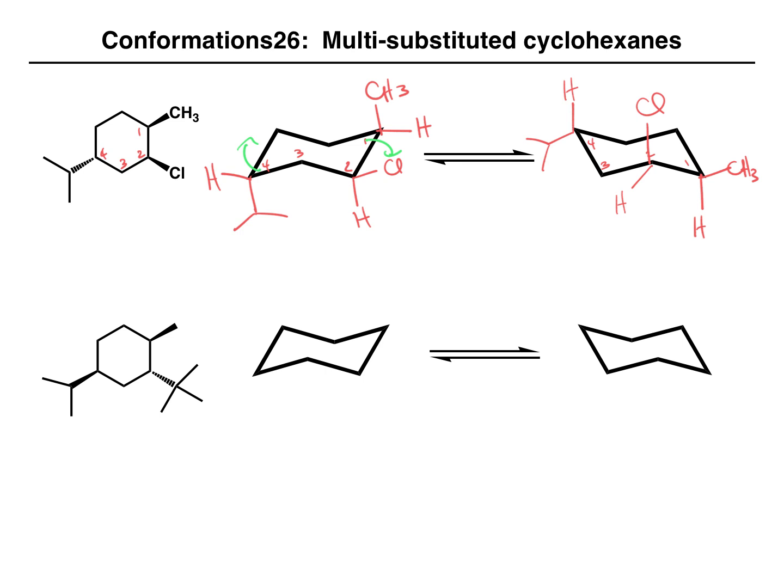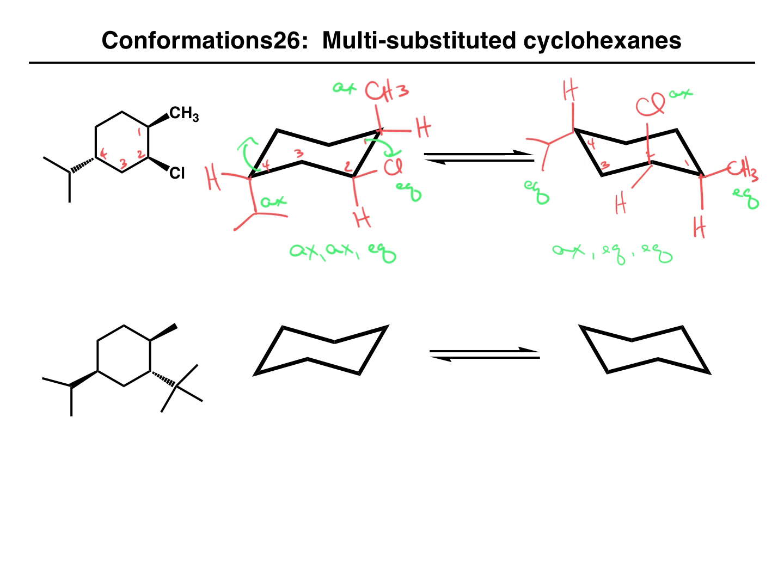In our conformation on the left, we have a methyl group axial and a T-butyl group axial, and our chlorine is equatorial. So we have axial, axial, equatorial. In the conformation on the right, our isopropyl group is equatorial, our chlorine is axial, and our methyl group is equatorial. So we have axial, equatorial, equatorial.